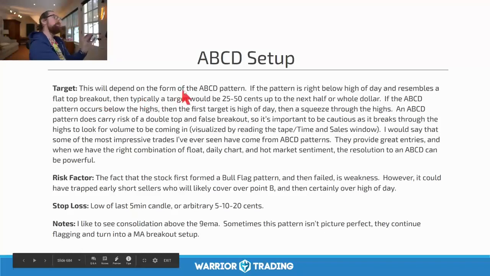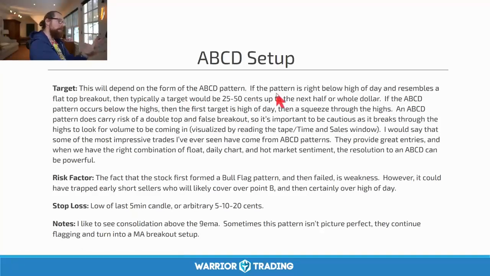Okay, now the target. This will depend on the form of the ABCD pattern. Sometimes the ABCD pattern will be right below the high of day, in which case it's kind of resembling a flat top breakout. Some people might call it a flat top breakout while you might be calling it an ABCD pattern. If we're talking about a flat top breakout, then a typical target would be 25 to 50 cents up to the next half dollar, whole dollar. Certainly a little higher on higher price stocks, a little lower on lower price stocks.